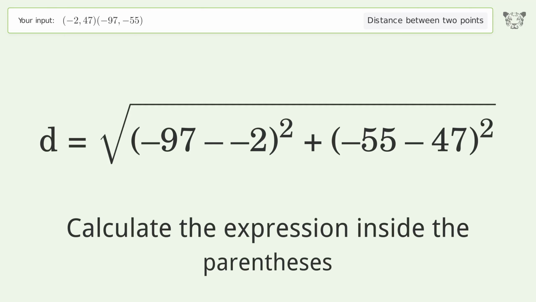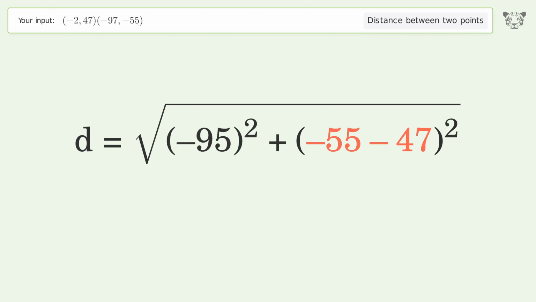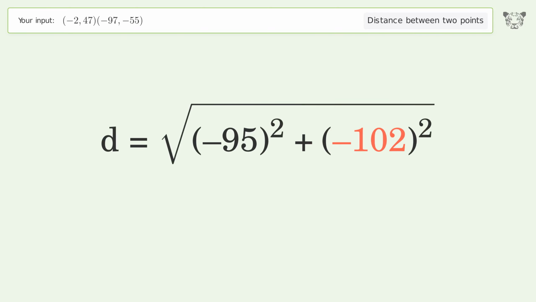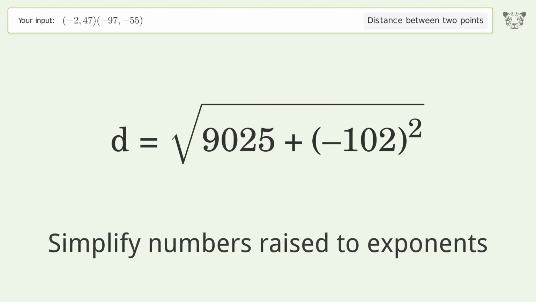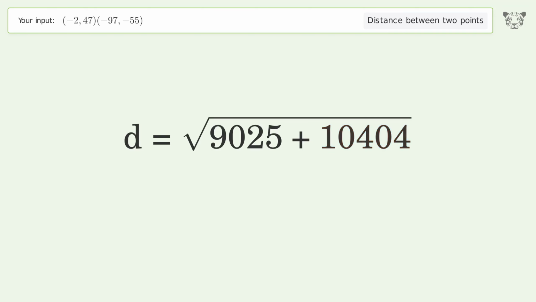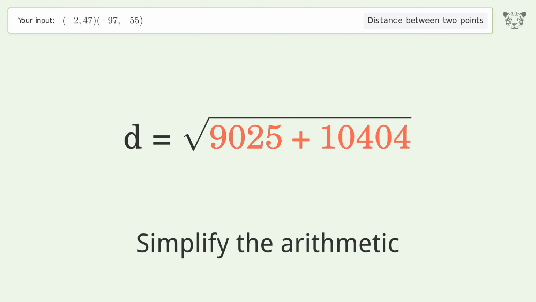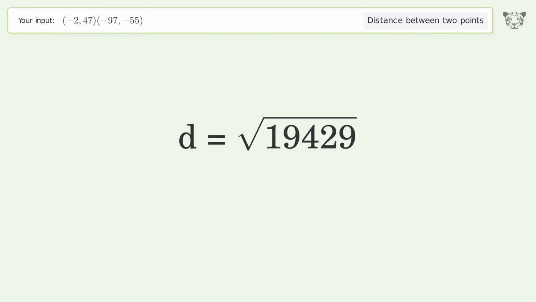Calculate the expression inside the parentheses. Simplify numbers raised to exponents. Simplify the arithmetic. And so the distance between the 2 points is the square root of 19,429 or 139.388.